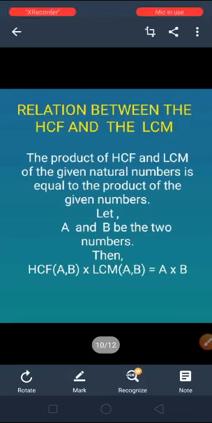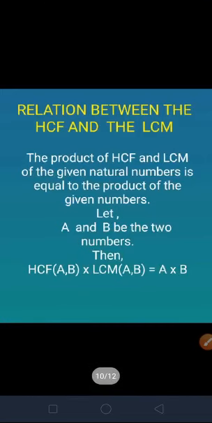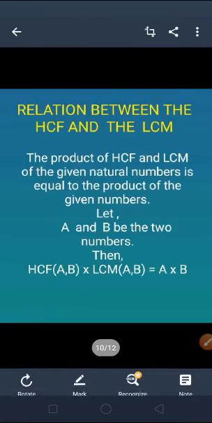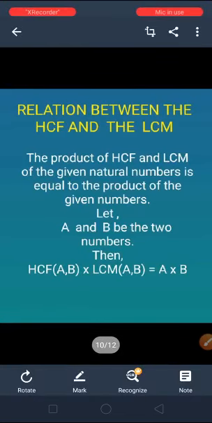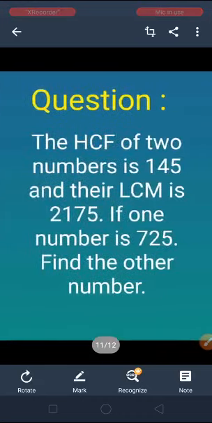Next, the relation between the HCF and the LCM. The product of the HCF and LCM of given natural numbers is equal to the product of the given numbers. Let us suppose A and B are the two numbers, then HCF of A and B into LCM of A and B is equal to A into B.